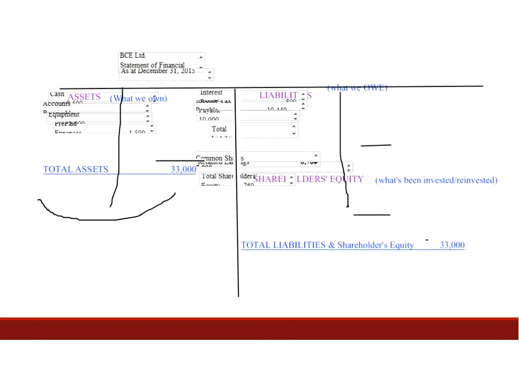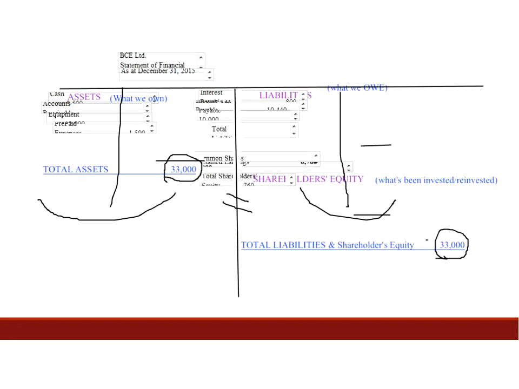so if we balanced out this scale, the other name for this statement is called a balance sheet. And so what we're really trying to do is balance the scale here, and what you'll see is that our total assets is always equal to our total liabilities and shareholders' equity. In other words, what we own comes from either borrowing, what we owe, or from what's been invested or reinvested.